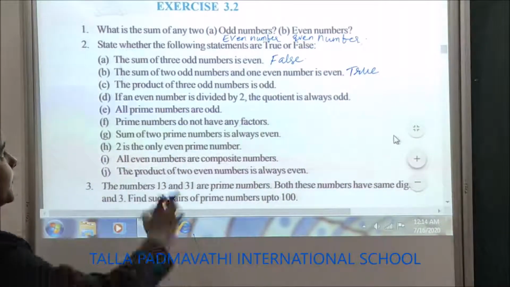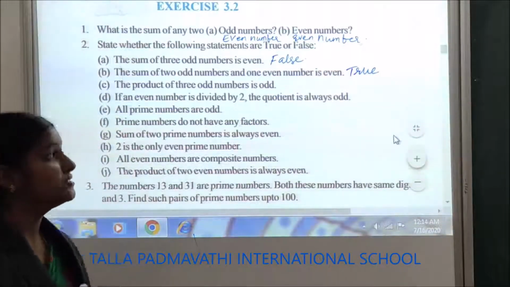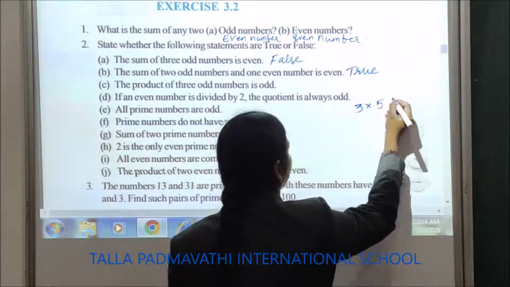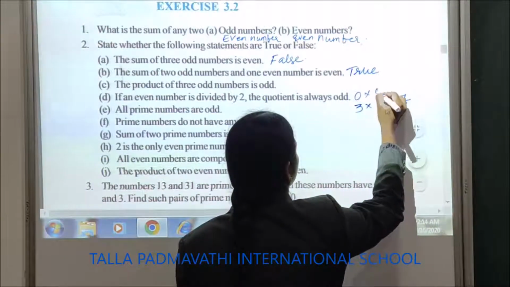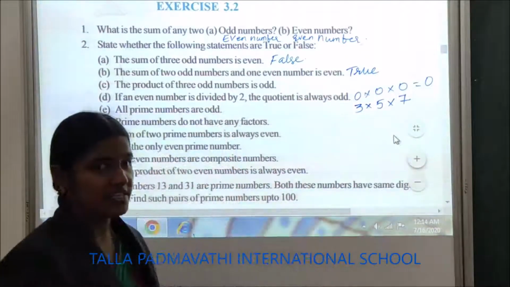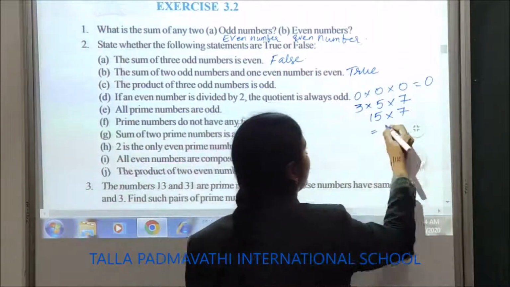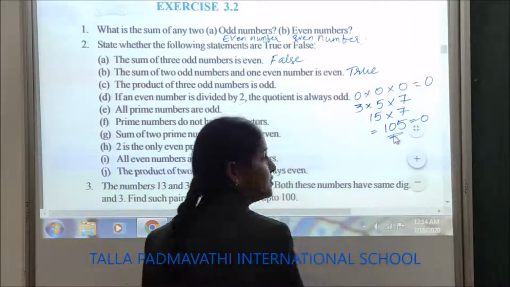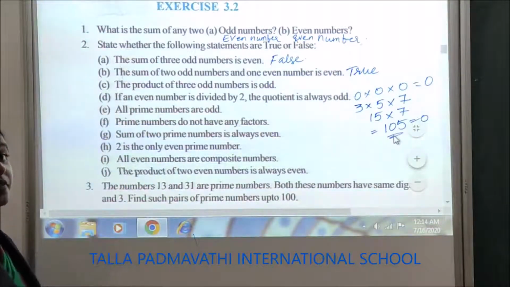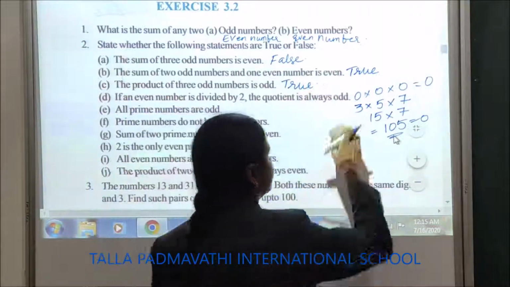Okay. Next. The product of three odd numbers is odd. Now he is saying that the product of three odd numbers is odd. So let us go with that. 3, 5 and 7. So odd into odd is odd. Now see here, 3 fives are 15. So 15 sevens are, what is 15 sevens? Yes, it is 105. Yes, it is an odd number. So see here, you got it correct. So what they have given is correct. The product of three odd numbers is odd. Yes, it is true.